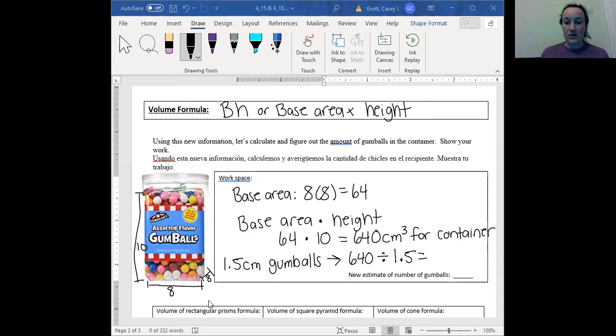Okay. So we took how big the container was, divided it by how many gumballs there were. We're looking at about 427 gumballs in the container. If you guessed around that number at the beginning, awesome, nice job.